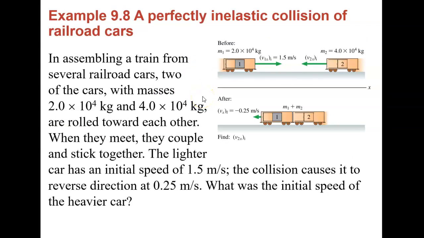Okay, so if you put two train cars together, you're going to make an inelastic collision. When they meet, they couple and stick together. The lighter car has an initial speed of 1.5 meters per second. The collision causes it to reverse course at 0.25 meters per second. We're going to look at the initial speed of the heavier car. So initially we have the heavier car moving to the left, the lighter car moving to the right. When they hook up, they're moving to the left. We're going to try to find the initial speed of the heavier car.